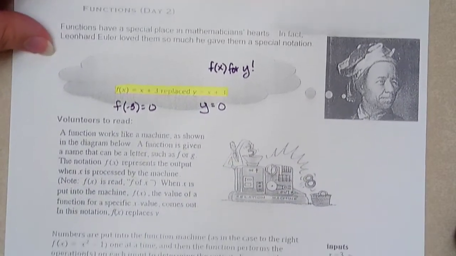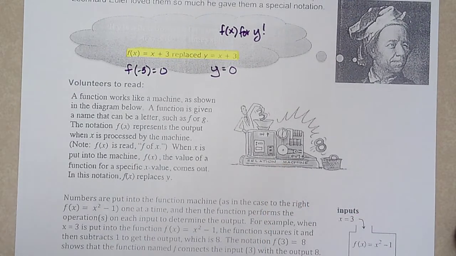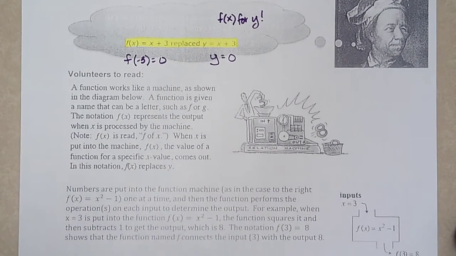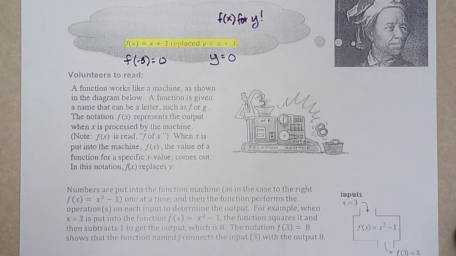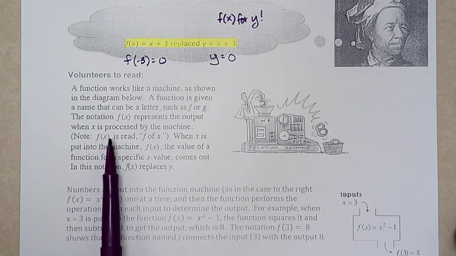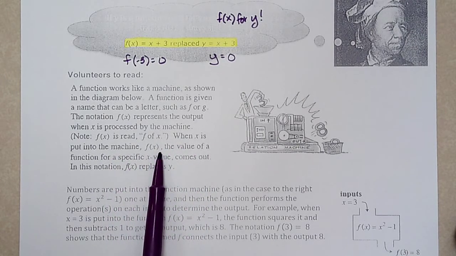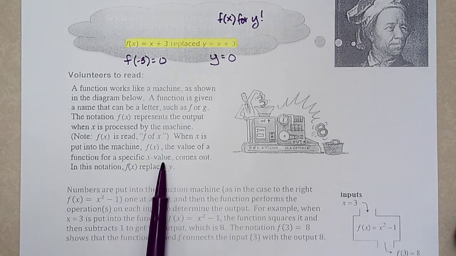So let's look at that a little more. A function works like a machine, as shown in this diagram. A function is given a name that can be a letter such as f or g. That's what you saw above. The notation f of x represents the output when x is processed by the machine. So some of you may remember doing tables when you were in elementary school where you put a number in and you get a number out. Functions are very much like that. Note, f parenthesis x parenthesis is read f of x. When x is put into the machine, f of x, the value of a function for a specific x value, comes out.